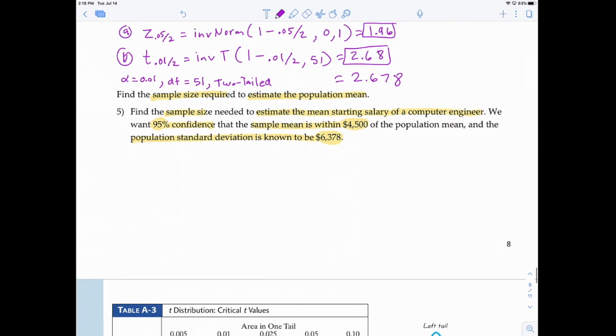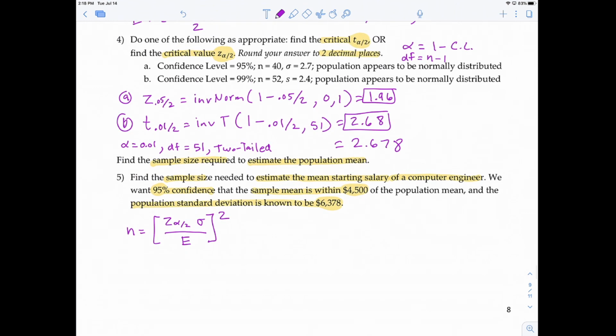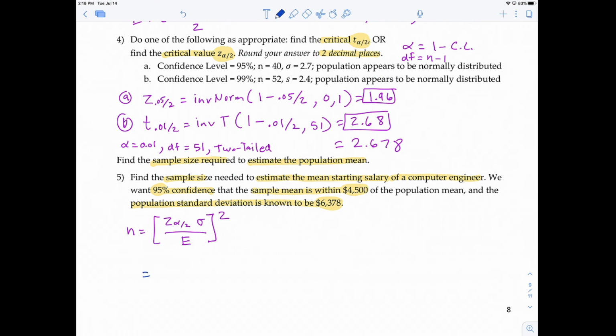Okay, so let me just rewrite the formula here so we don't have to go back and forth. So we have the critical value times sigma divided by the margin of error, and then all of that squared. Okay, so now it's just a matter of finding each of the values, right? So for example, the critical value here.